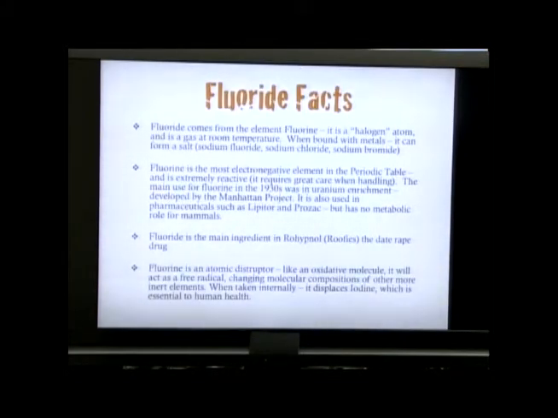Now, let's start from the basics here. What is fluoride? It actually comes from the element fluorine. And based on our high school and college chemistry, we know that fluorine is part of the periodic table, and it's actually a halogen gas, which means that at room temperature, it's something that you would breathe in as a gas. And when it's bound to other metals, it can create a salt, like sodium chloride, sodium bromide, sodium fluoride, etc. All of these types of chemicals are bound because fluoride as a molecule is very reactive.